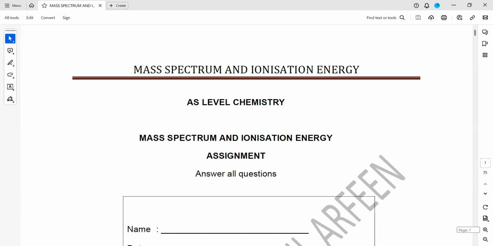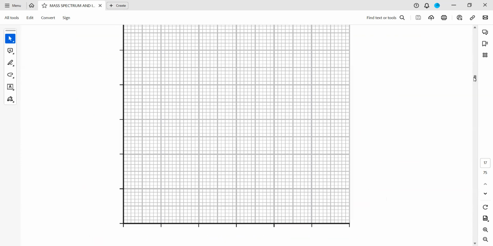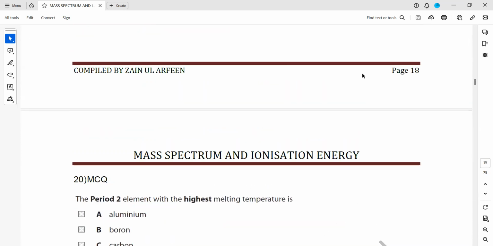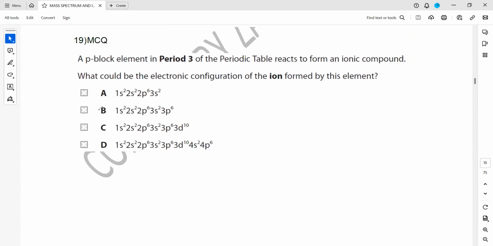So, starting with question 19. Question 19 is a multiple choice question. A p block element in period 3 of the periodic table reacts to form an ionic compound. What could be the electronic configuration of the ion formed by this element? First thing, period 3 elements means they should have 3 shells, and it's a p block element.